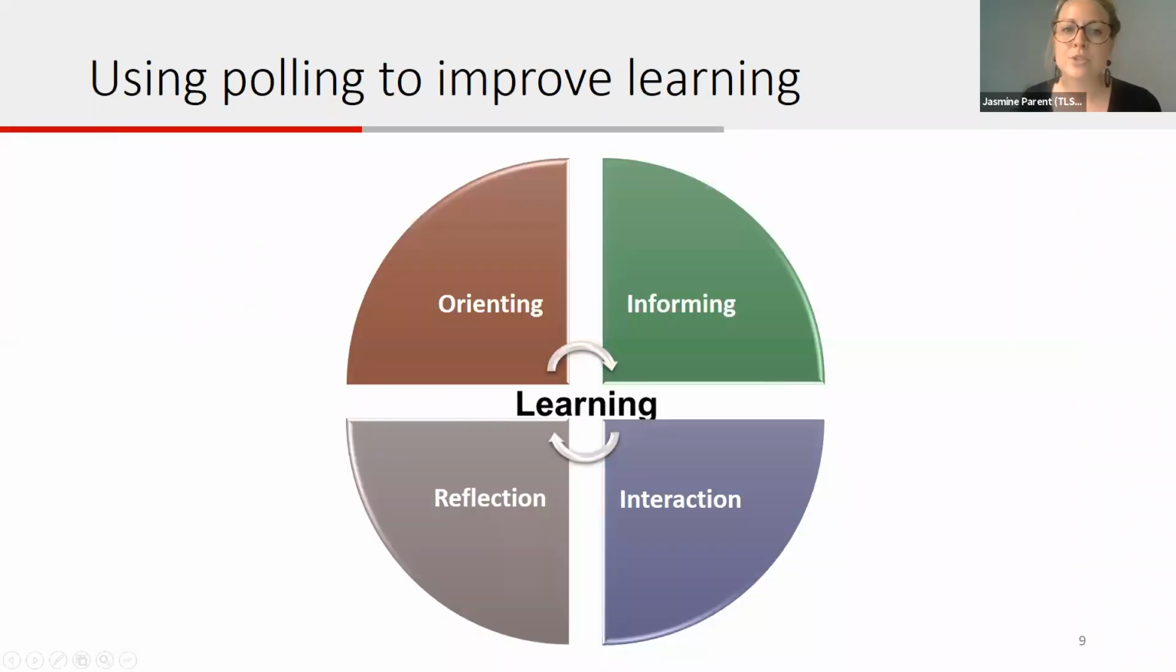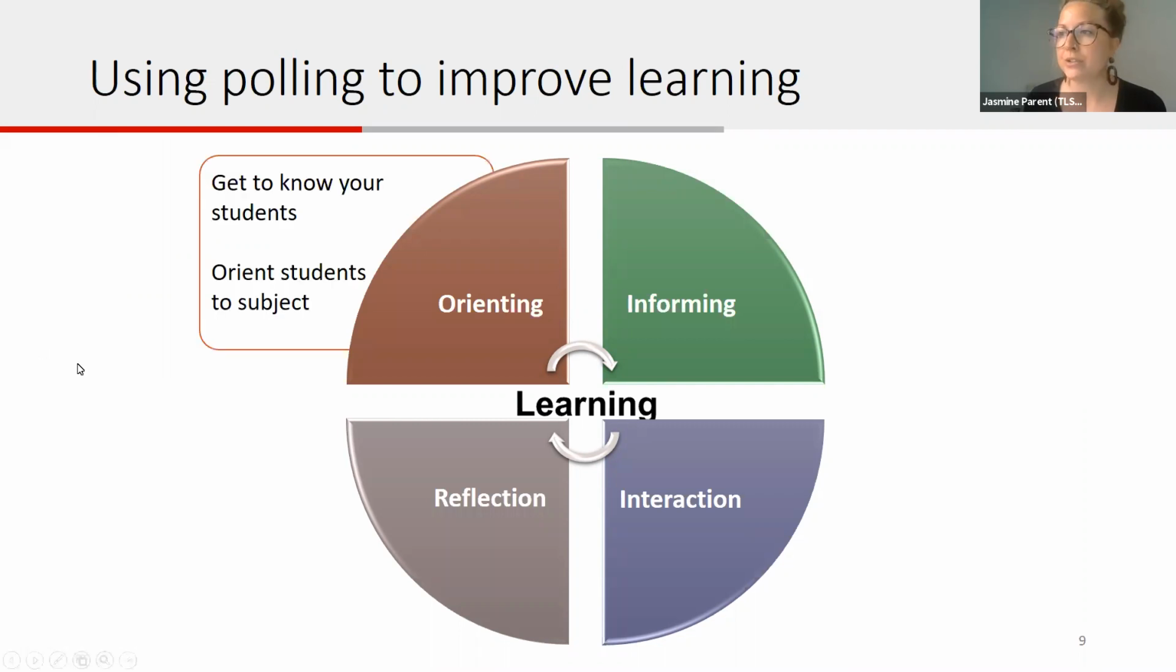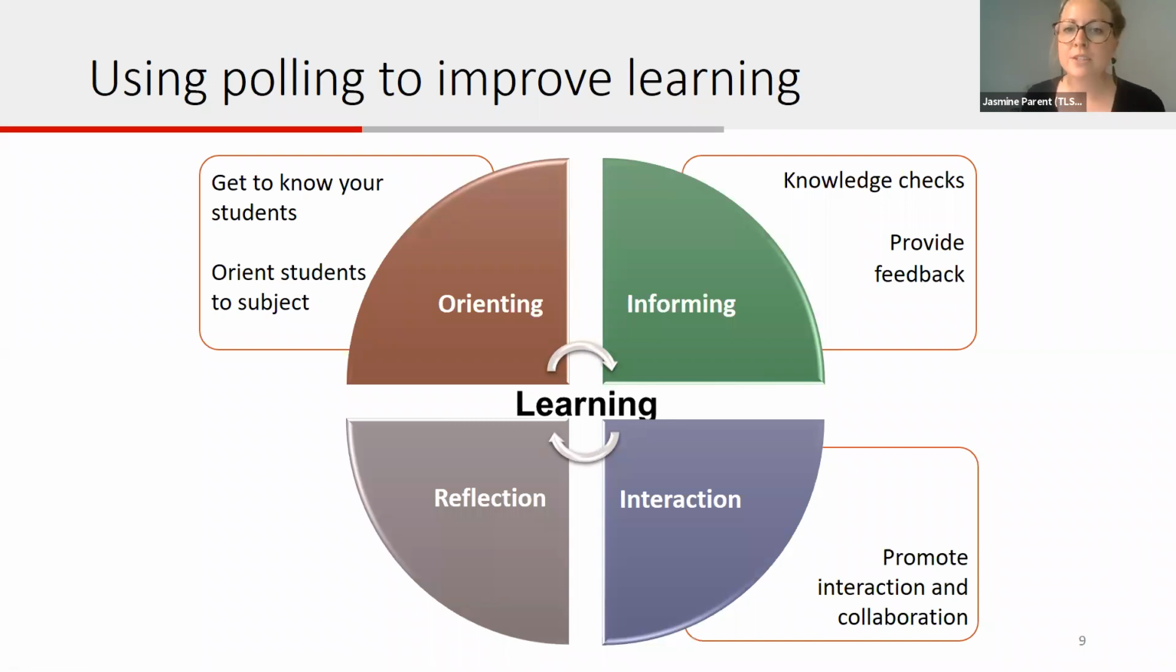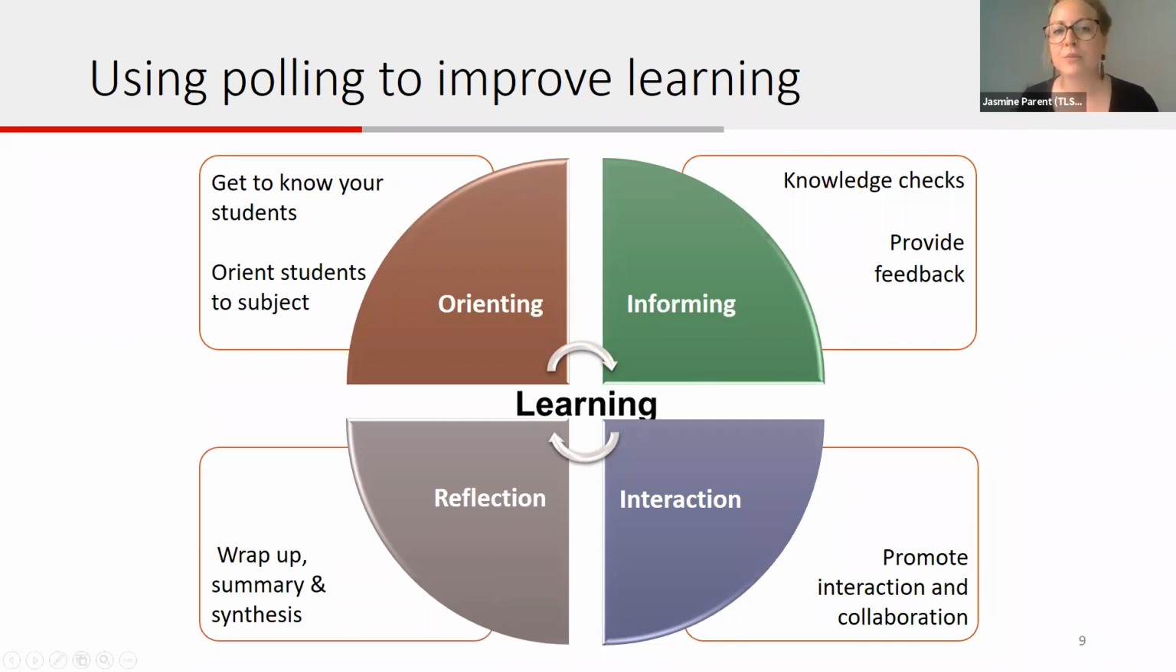So there are a variety of ways in which you can use polling in your class to increase active participation of students to support learning. You can use polling to orient your students, so get to know them or orient them to your subject. You can use polling to inform your students or yourself of their learning by giving them knowledge checks throughout your lecture. You can also use it for interactive purposes, which will be modeled later in this presentation. And finally, you can use polling to give students an opportunity for reflection, so perhaps midway through a course or at the end of a course as a wrap-up activity.